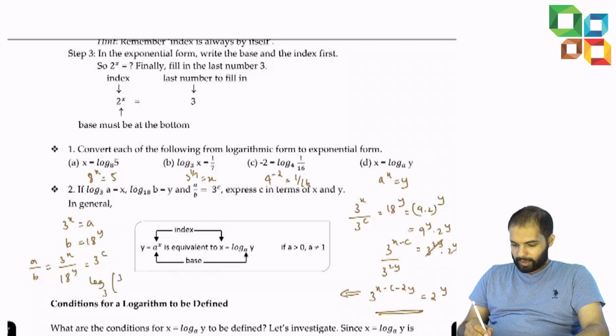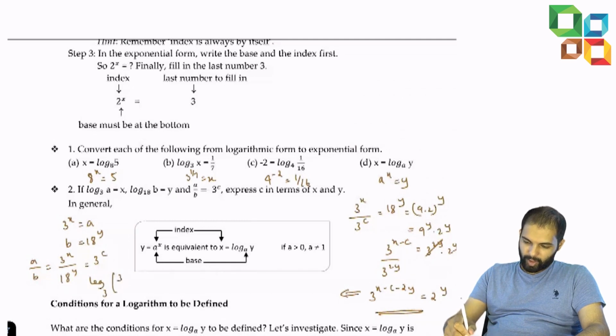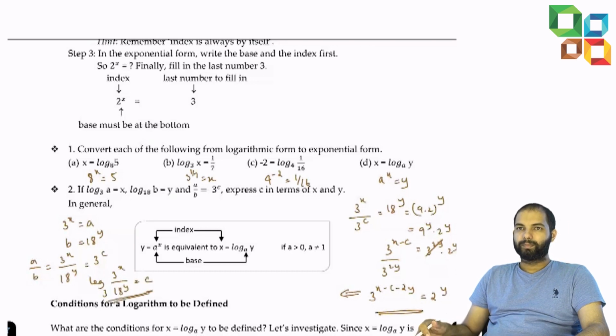So 3 by, okay, you're saying stop it here. Yeah, this will be great, I guess. So you're saying 3 power x by 18 power y is equal to c. Okay. Makes sense. We can arrive at the same thing using that.